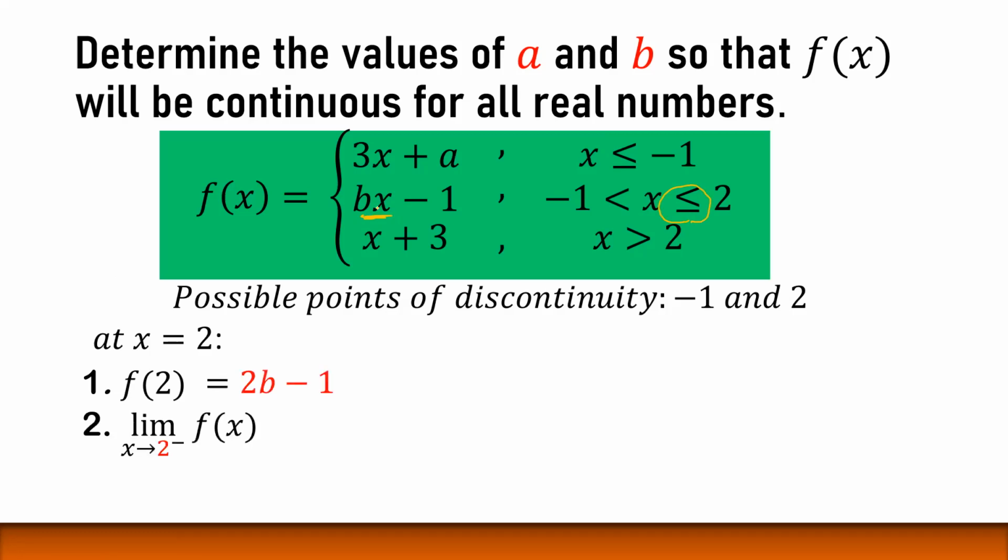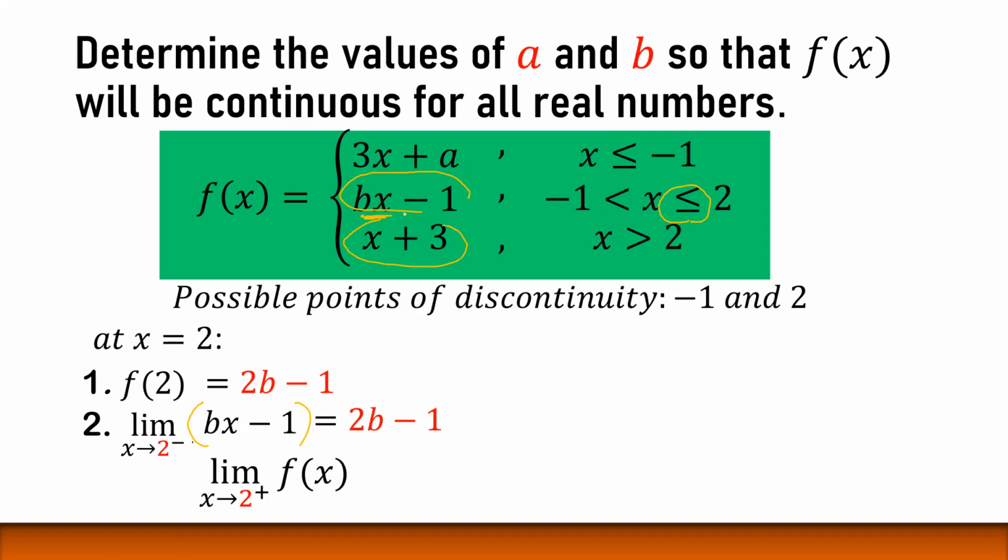Ngayon, yung from the left naman ni 2, we'll be making use of the same function. That will be bx minus 1 pa rin. Okay. So, limit of that will be 2b minus 1 pa rin. Tapos sa right side naman, we'll be making use of this x plus 3. Okay. So, as x approaches 2, this will be 2 plus 3. So, that will approach the value 5.